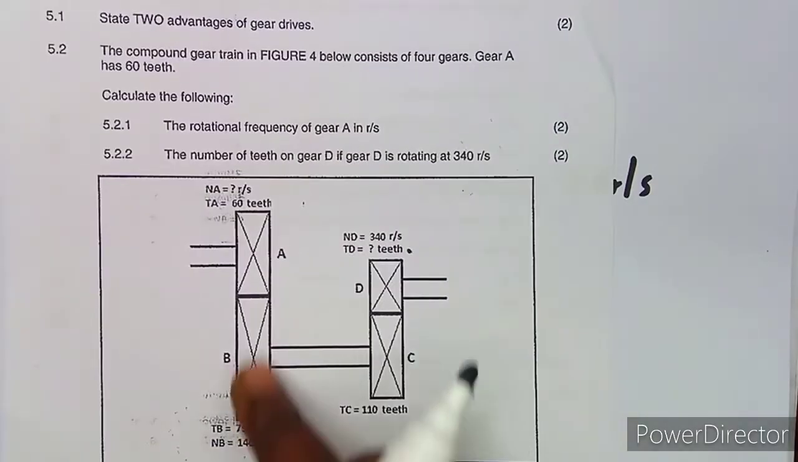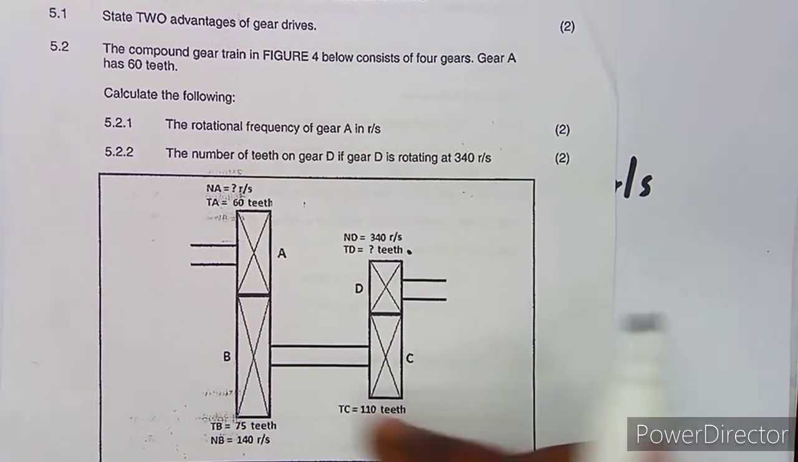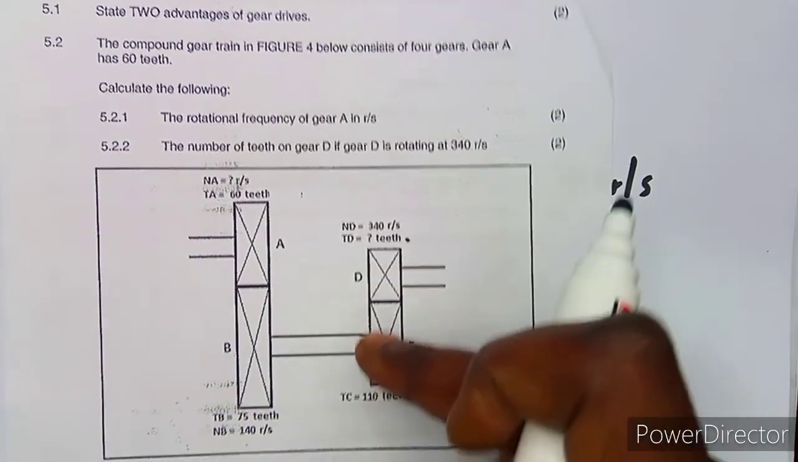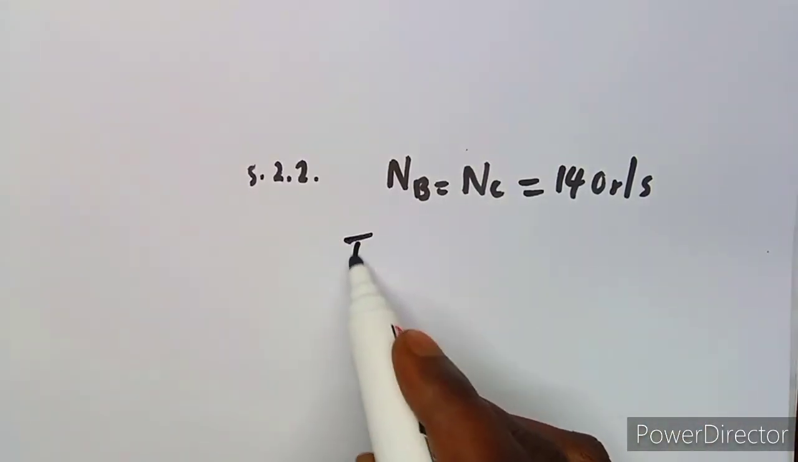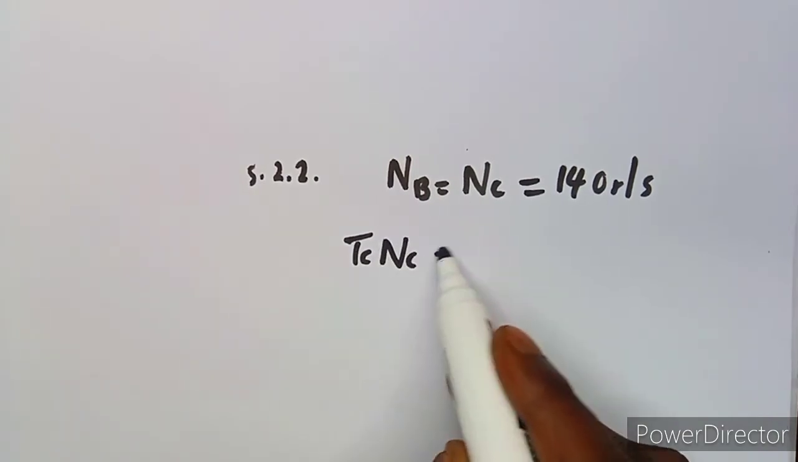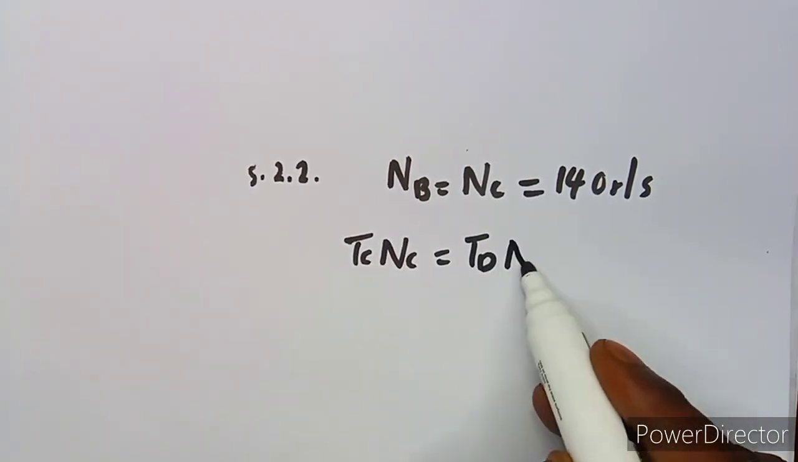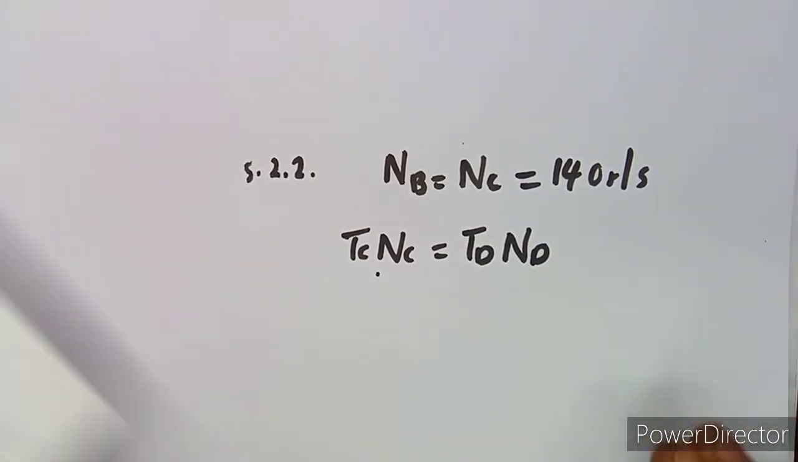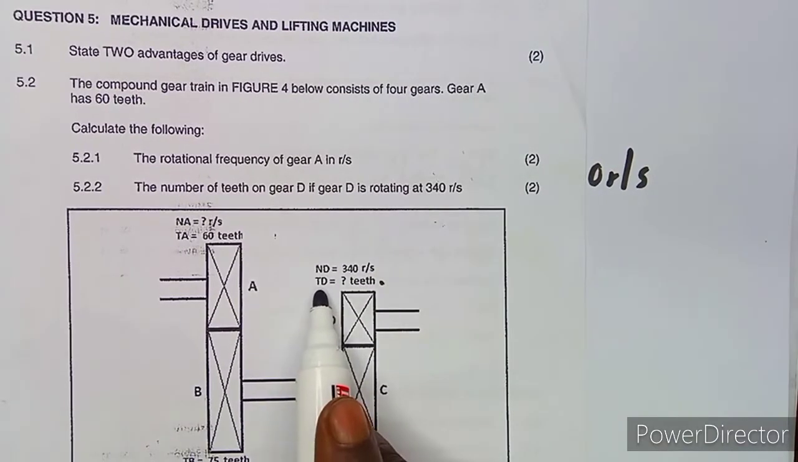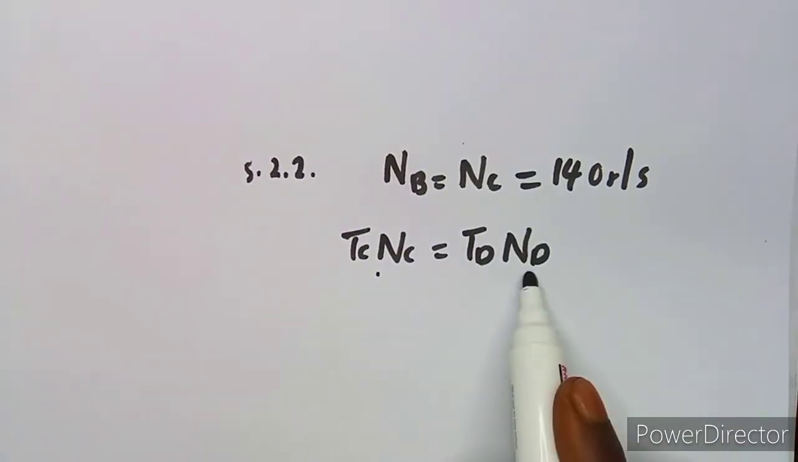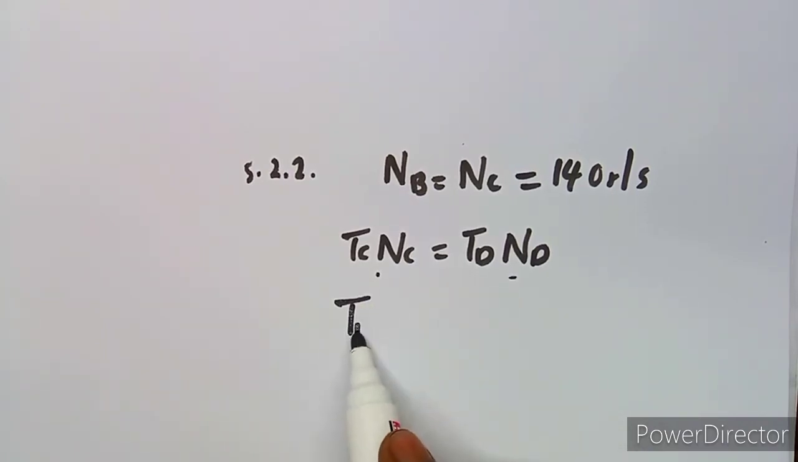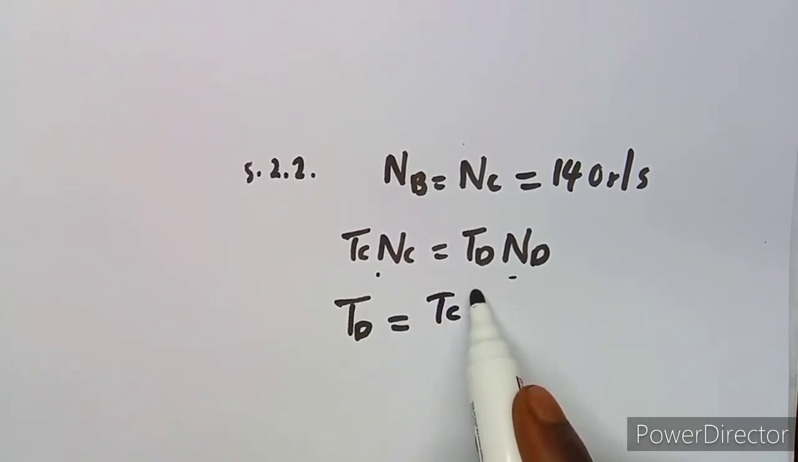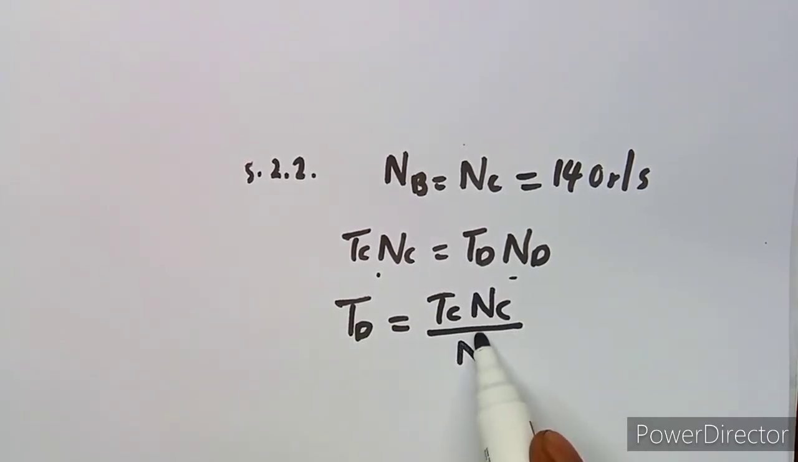Now we can use the same relationship which was between A and B, between C and D. So it's going to be TC NC, which is equal to TD ND. Now it's a relationship between C and D. So what do we want? We want the number of teeth which is on D. So we are going to divide by ND. So that means TD is equal to TC NC divided by ND.